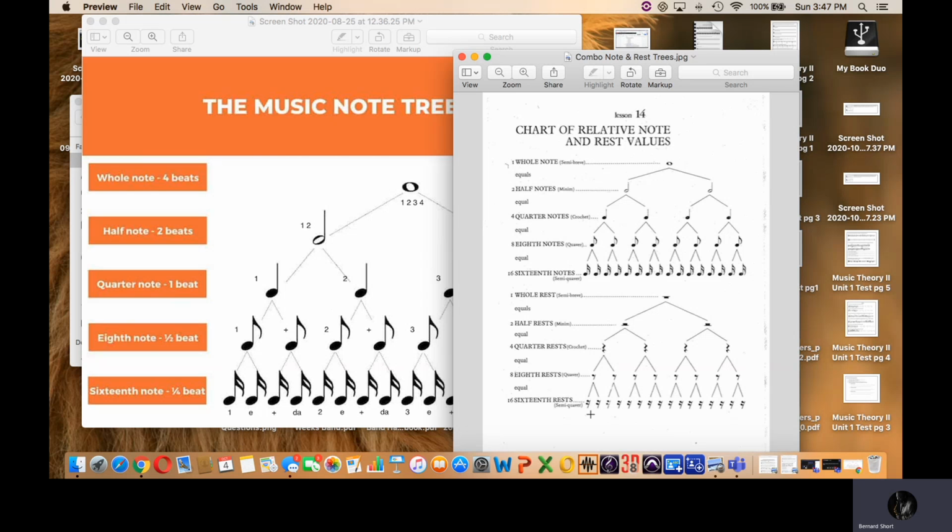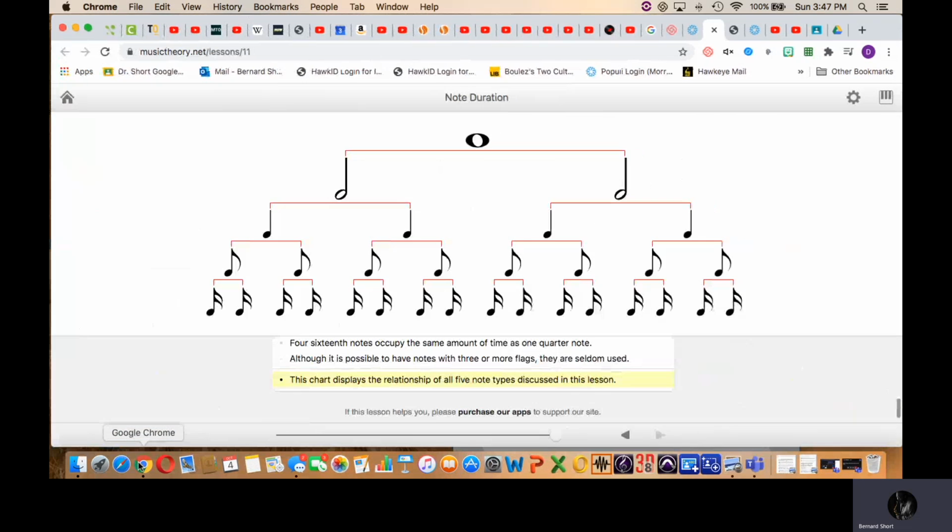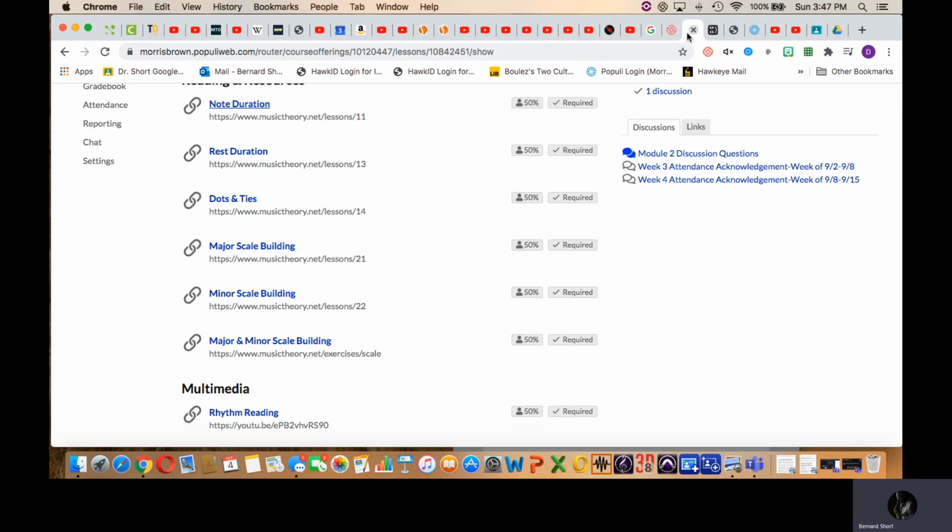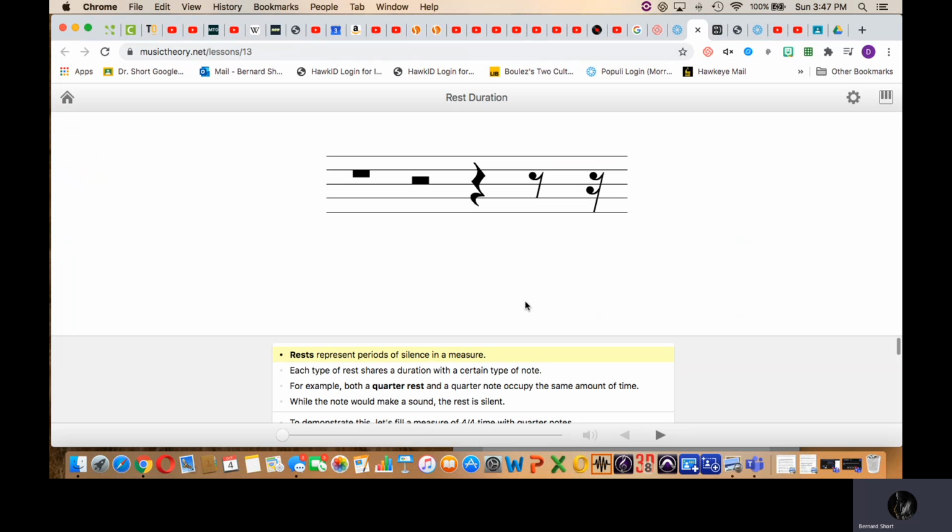So they are labeled exactly the same. So you go ahead and fill in both of these. All right. It's very important for you understanding how rhythm and note durations happen and are derived. Okay. Rests, just like I said a second ago.